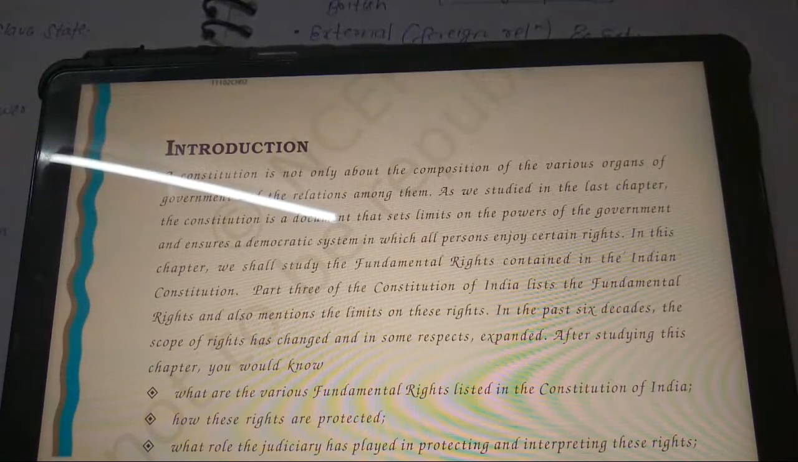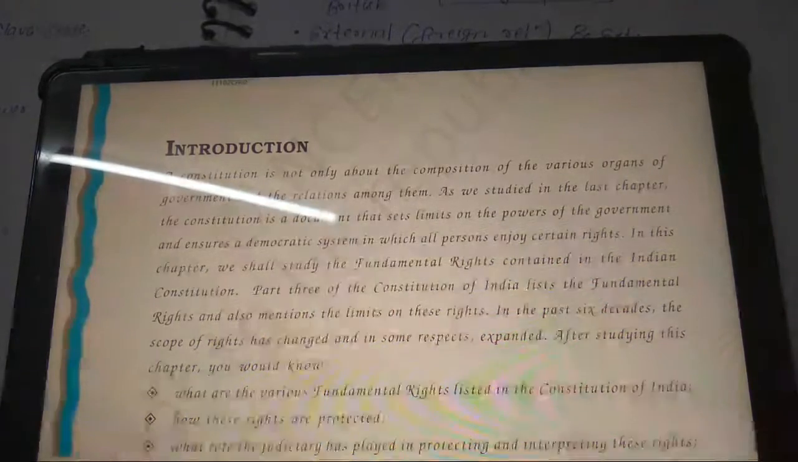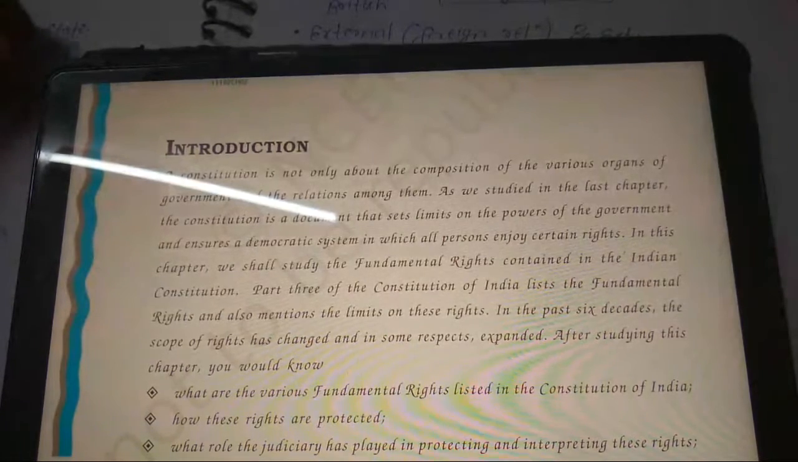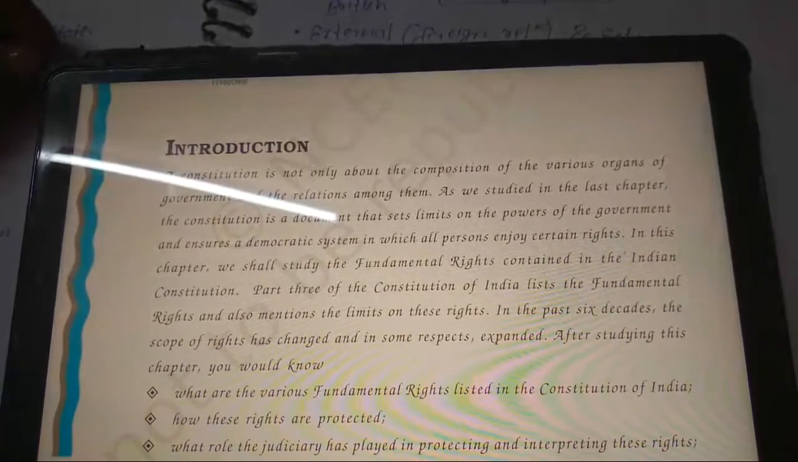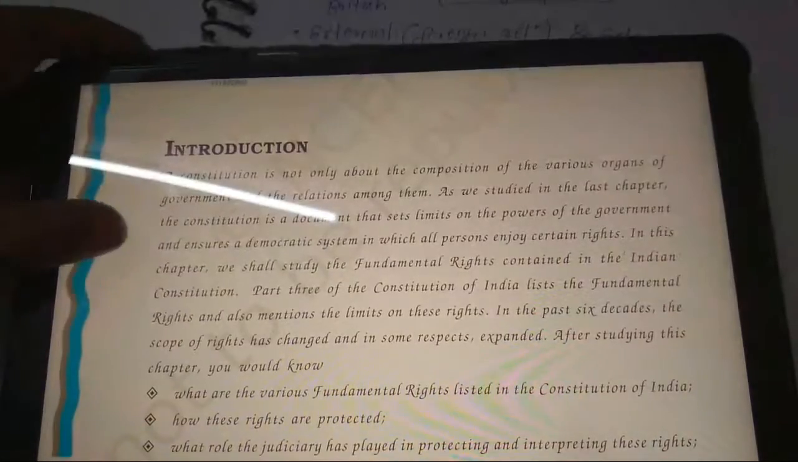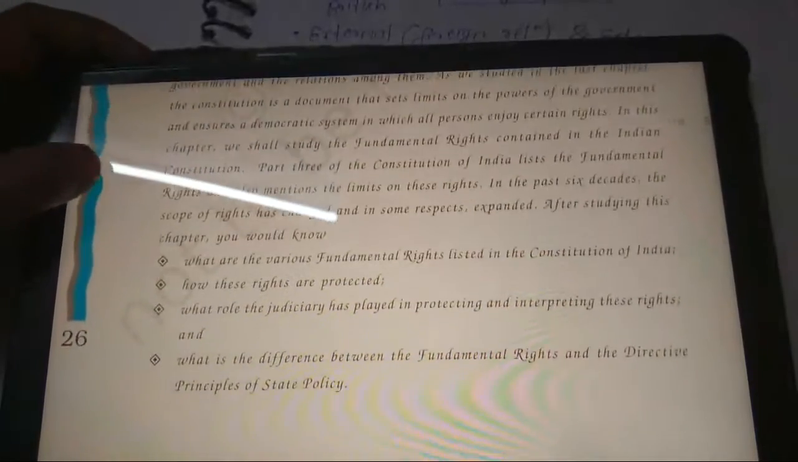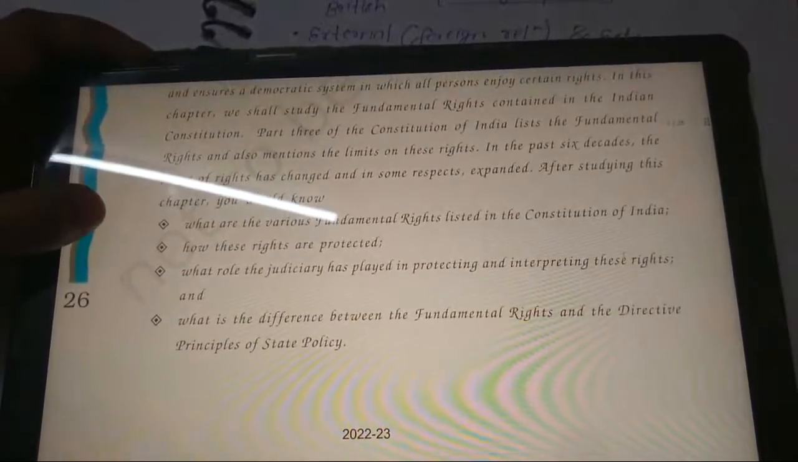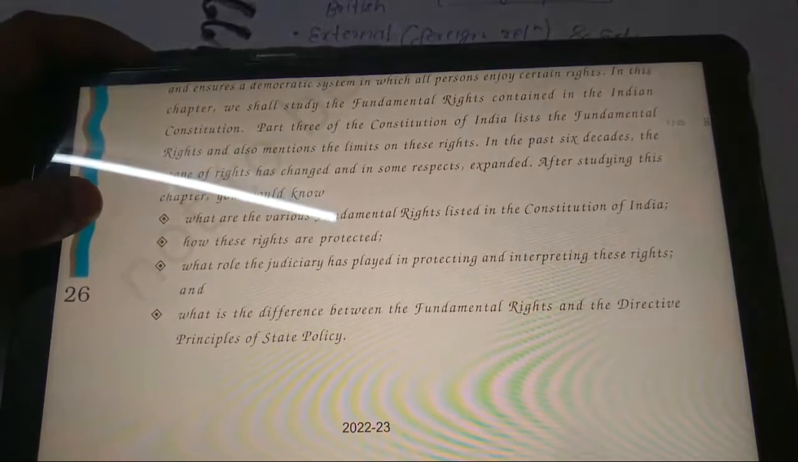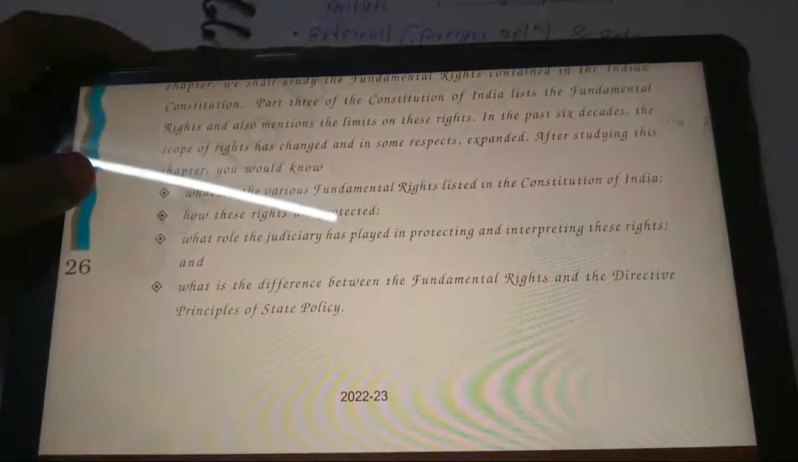In this chapter, we shall study the fundamental rights contained in the Indian Constitution. Part 3 of the Constitution of India lists the fundamental rights and also mentions the limits on these rights. In the past 6 decades, the scope of rights has changed and in some respects expanded.